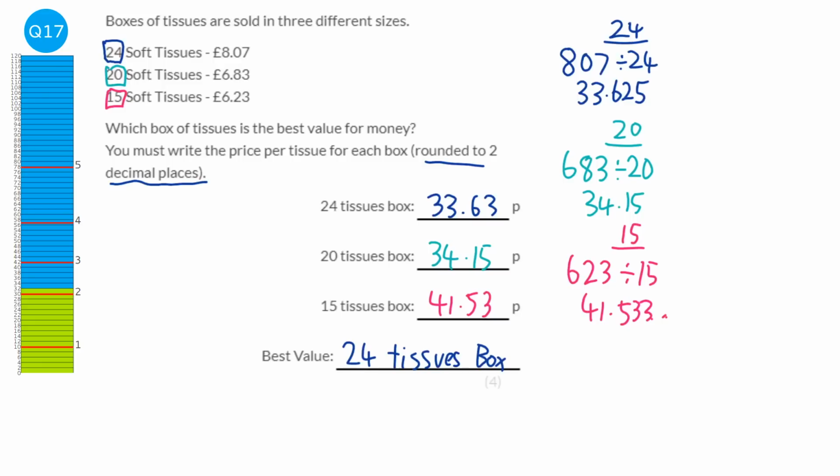Now, there's such a thing as buying in bulk. Generally, the more you buy of something, the cheaper it is. Don't rely on that, both in the GCSE exam and in real life. Sometimes in real life, if you buy more of an item, actually per tissue it becomes more expensive, especially if there's a special offer on the smaller box.